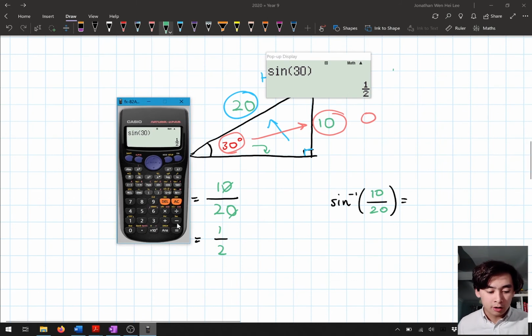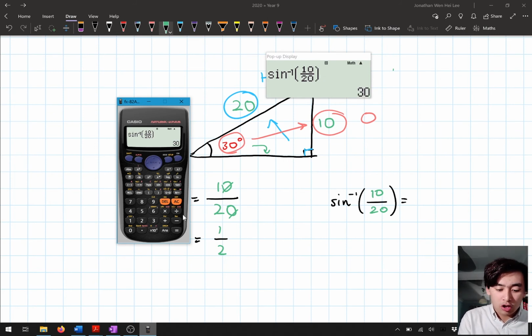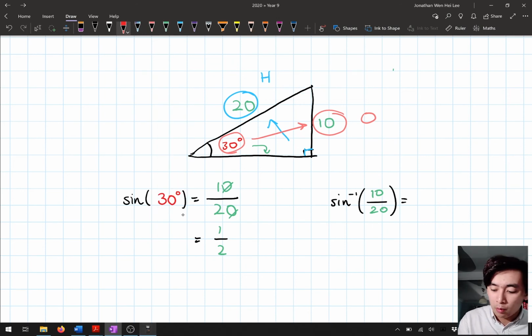Let me do that. So I'm going to go shift sine, 10 over 20, and I'm going to close the brackets. And look, we get 30, our original angle. So here, this is just to show you that this is exactly how it works, exactly like we wanted it to. Regular sine, we put in angles and we get a ratio.